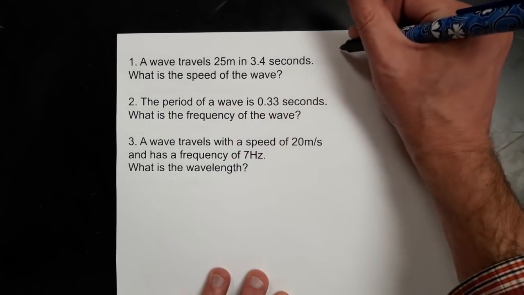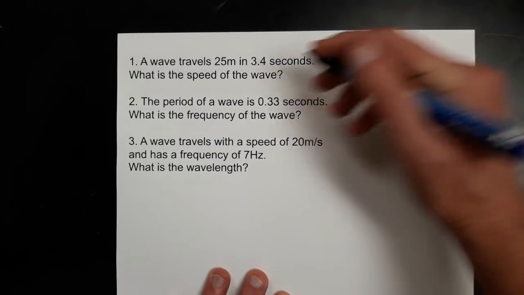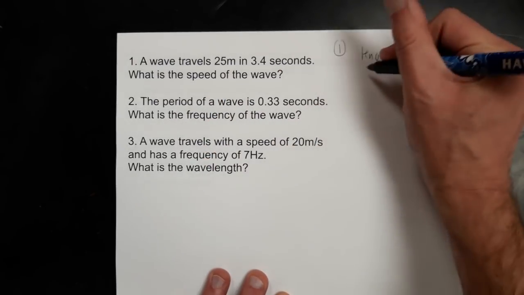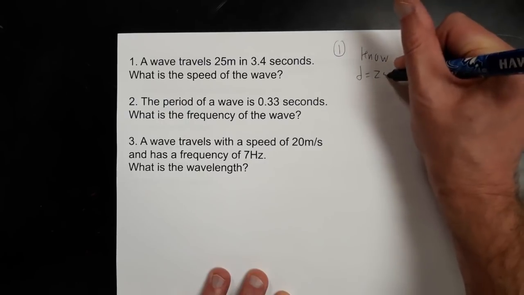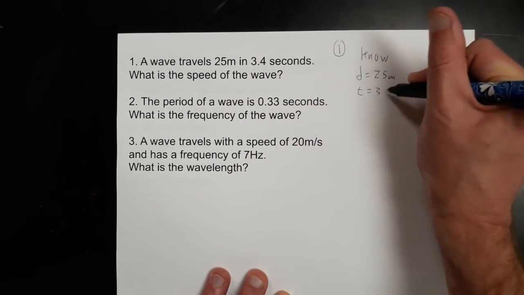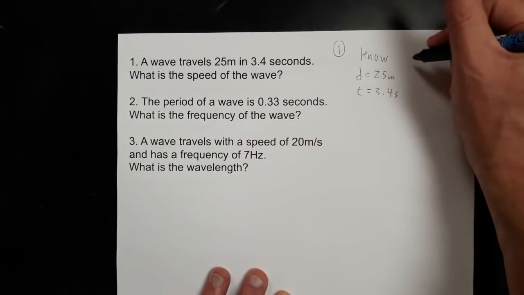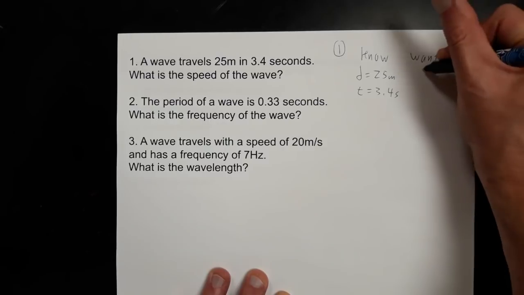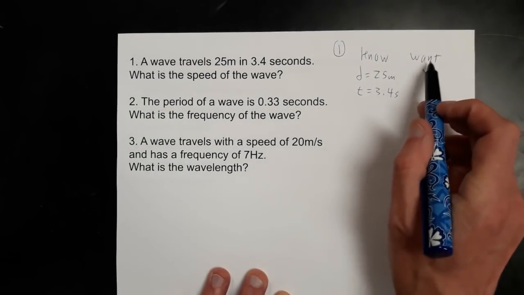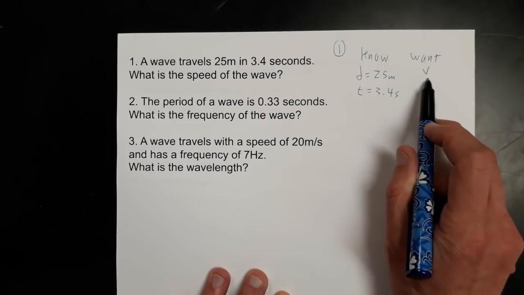Well, let's write down what I know for number 1. I know the distance the wave travels is 25 meters. And I know the time that it takes is 3.4 seconds. Speed of the wave. I want to know speed. So I made a nice little list of 2 columns, what I know, what I want. I want the symbol v for speed.